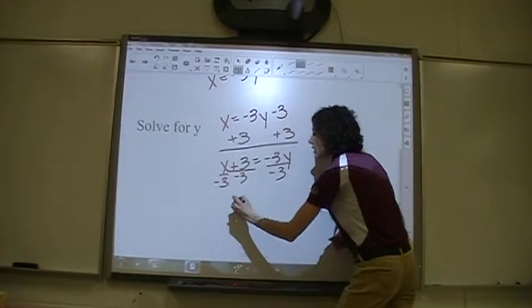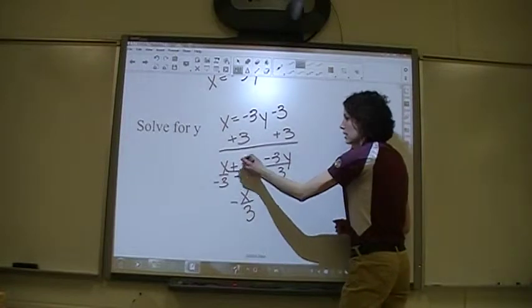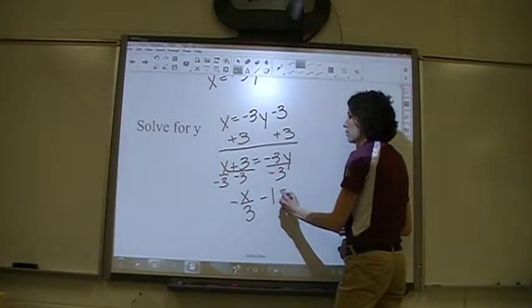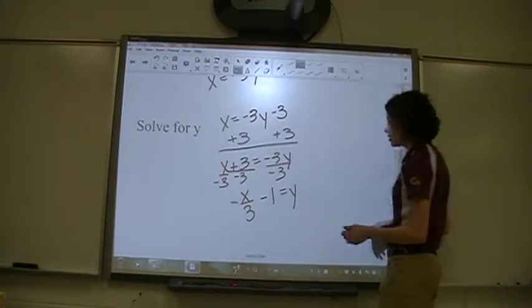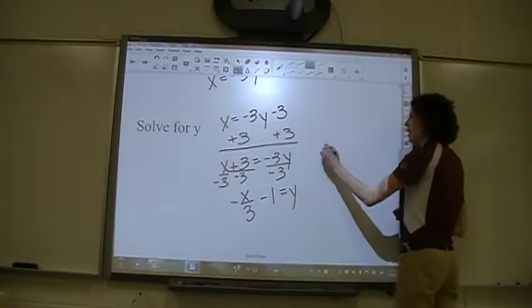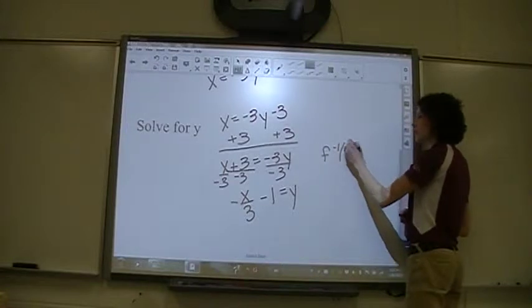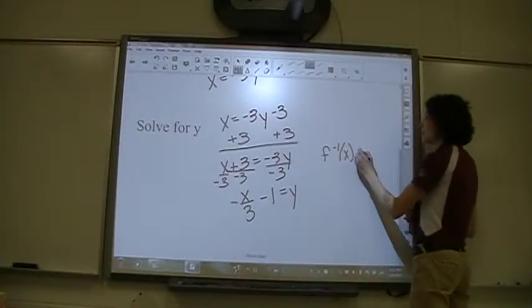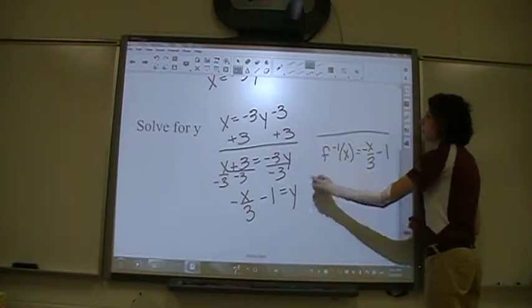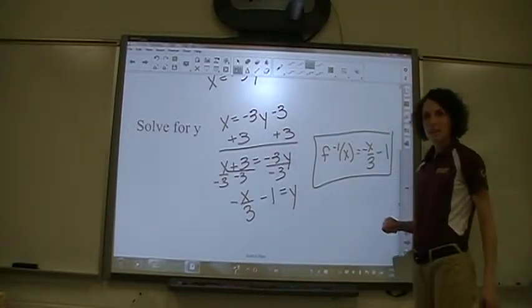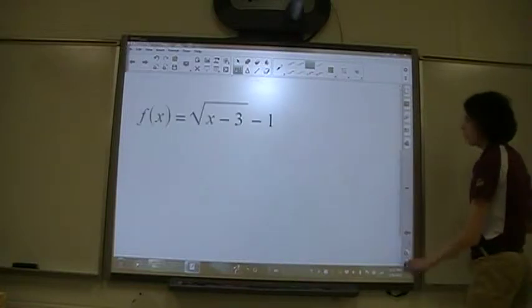So that means I have negative x over 3, and then 3 over negative 3 is going to be minus 1, equals y. But I'm asking you, what is the inverse function of that? So your final answer is f inverse of x, because that's what that little negative 1 is, equals negative x over 3 minus 1. So this would be my final answer to be able to get full credit. All right, let's look at another example.